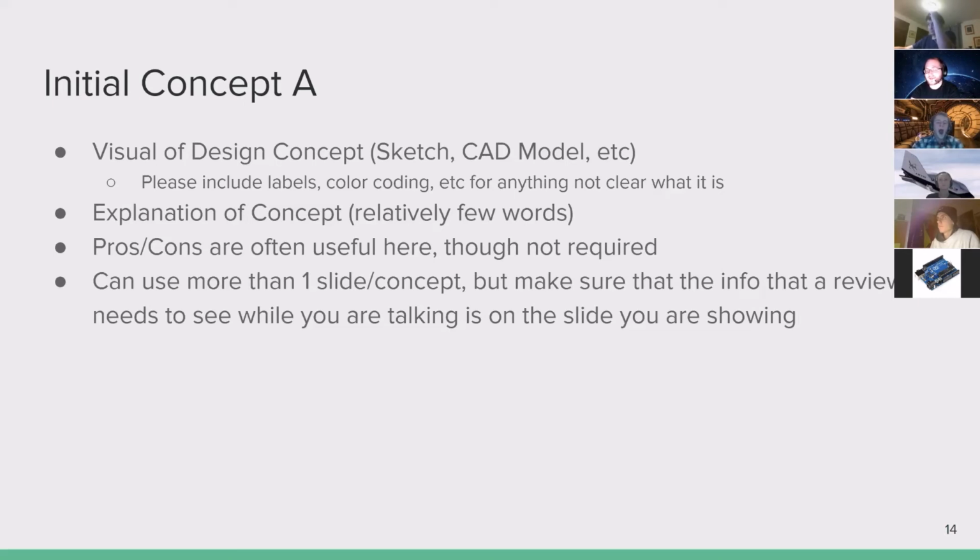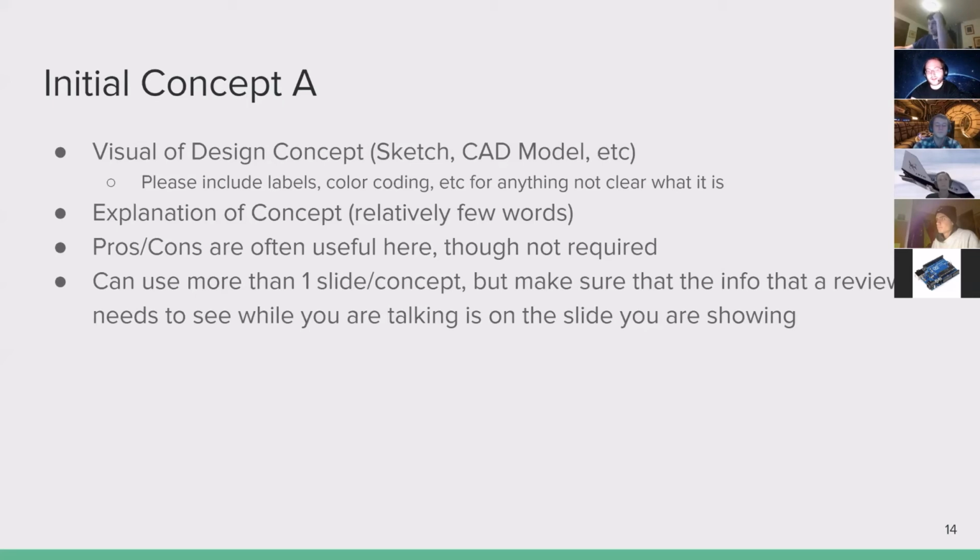I'm not asking for some piece of brilliant art. Sketches can be rough, but I should be able to get a decent idea of what's going on, especially with you guys explaining it. For the explanation of the concept, you probably want relatively few words on the slide itself, just some key phrases, and definitely augment that with explanations through the presentation. Pros and cons can be useful here, although they're certainly not required.